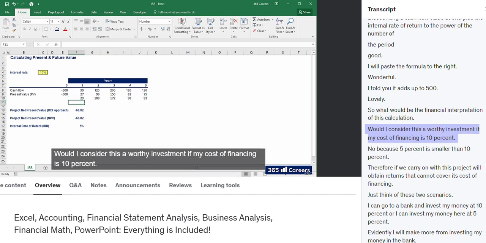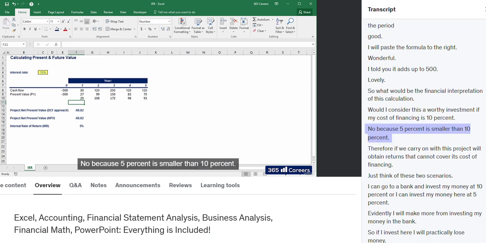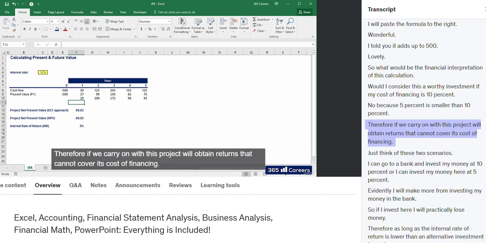Would I consider this a worthy investment if my cost of financing is 10%? No, because 5% is smaller than 10%. Therefore, if we carry on with this project, we'll obtain returns that cannot cover its cost of financing.